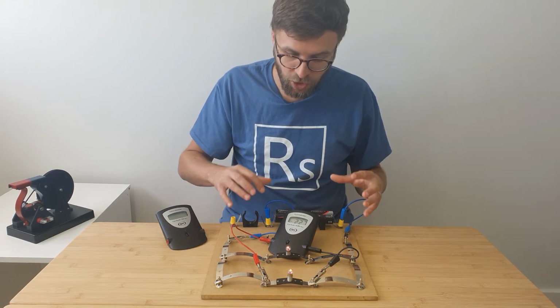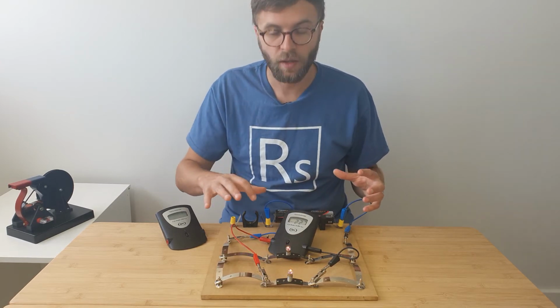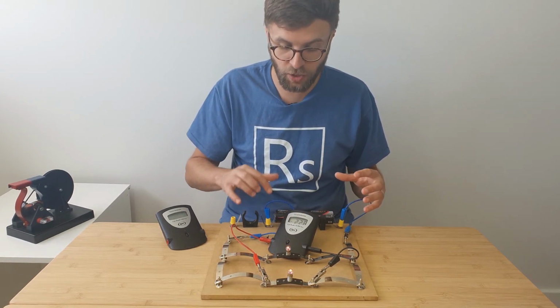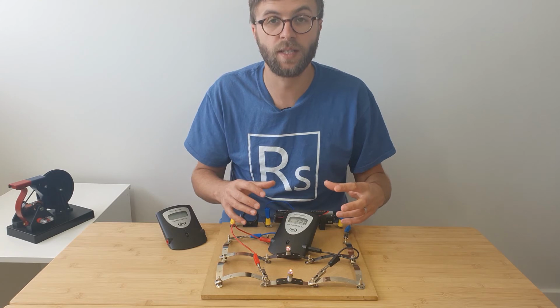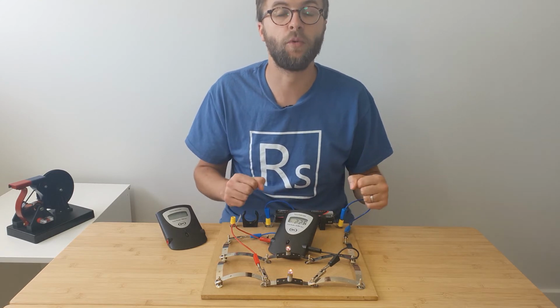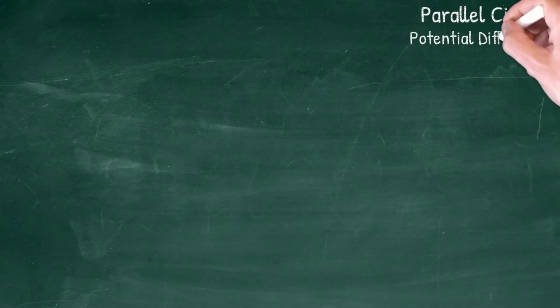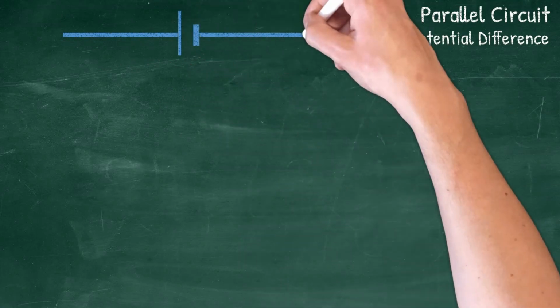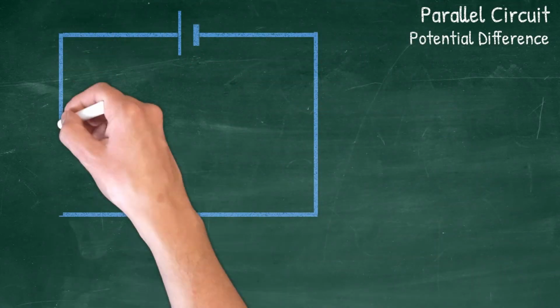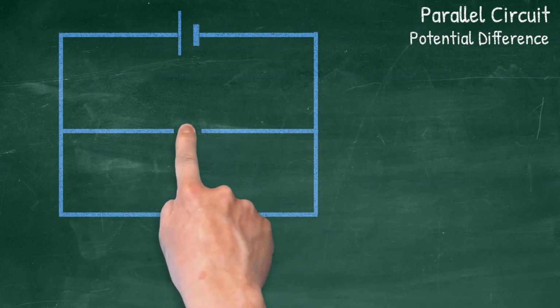This is because energy has to be conserved whichever path the electrons take, and so therefore the energy transferred around the circuit is always the same. Let's have a look at that in a bit more detail. In a parallel circuit, the electrons will transfer the same amount of energy regardless of which path they take.